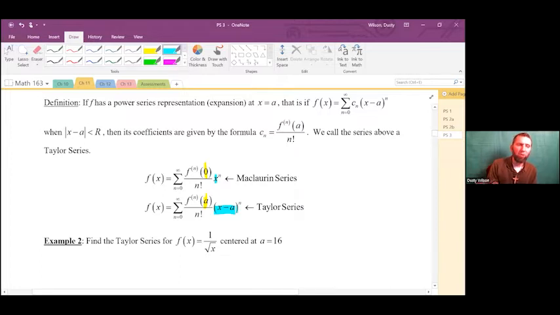Notice when x equals a, the center of that series, this would evaluate to 0. So it'd be a minus a raised to the n, or 0 to the n. So in truth, the Maclaurin series is actually a special case of the Taylor series.